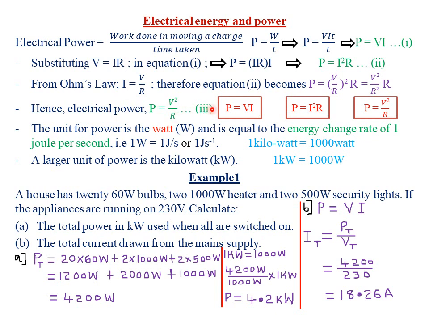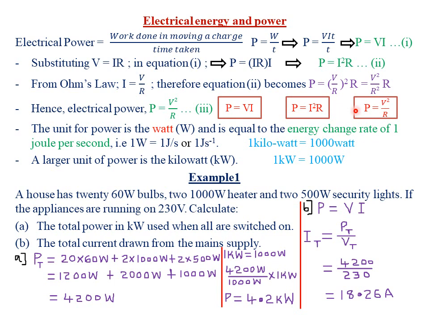Therefore, these are the three possible equations that we can use to compute the electrical power. So power can be given by VI, it can also be given by I squared R, it can also be given by V squared over R. So the choice of the formula to be used in a calculation depends on what is provided in the question and the demands of the question.